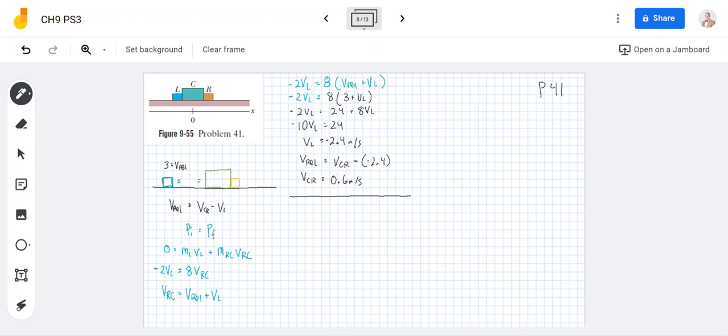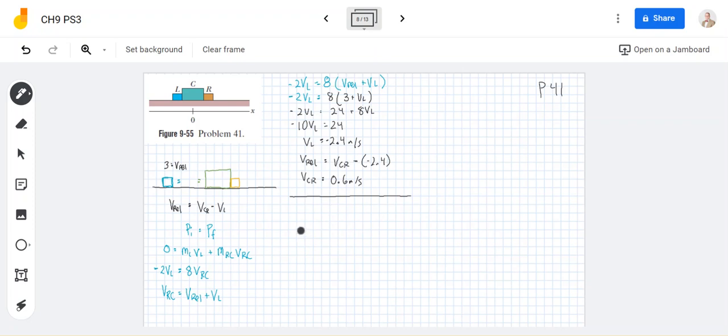The second part of the problem says that at time t equals 0.8 seconds, block R is shot off at a speed of 3 meters per second relative to the velocity that the block C has. So we're going to use a similar concept here. All right, we're going to ignore the left block now, and we have these two blocks here.